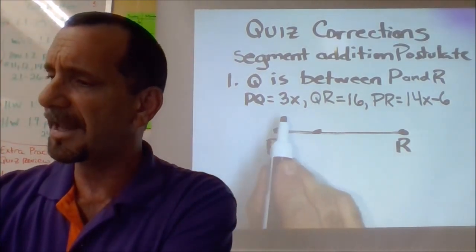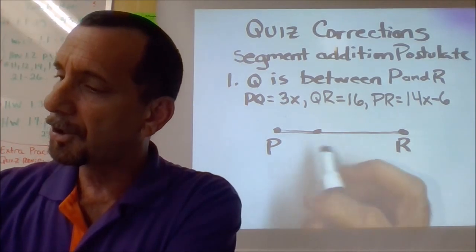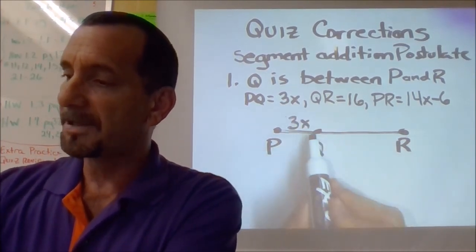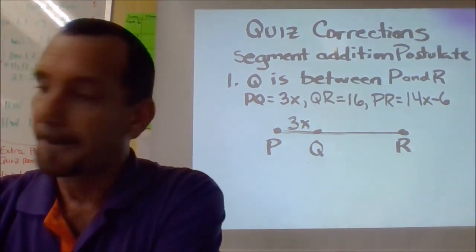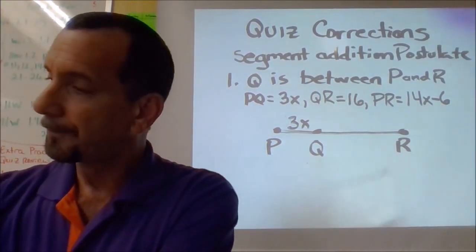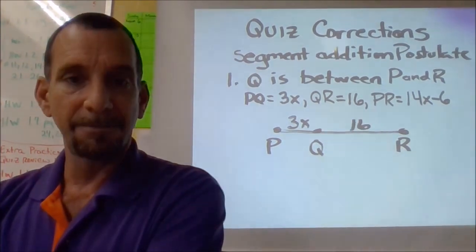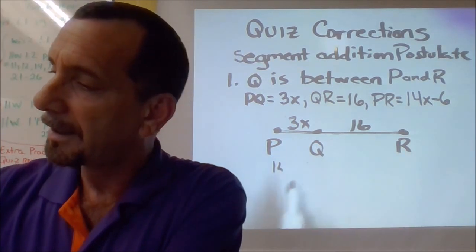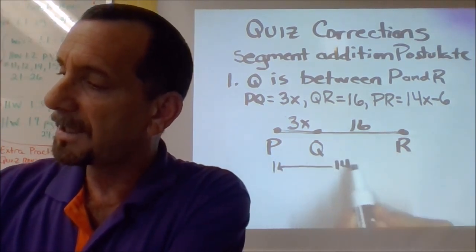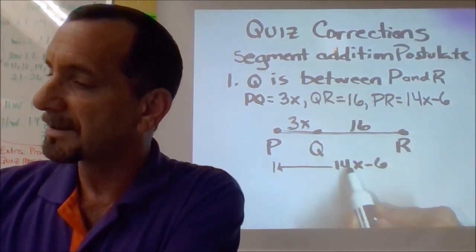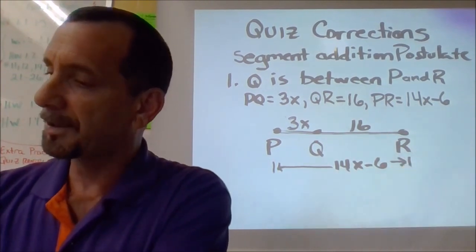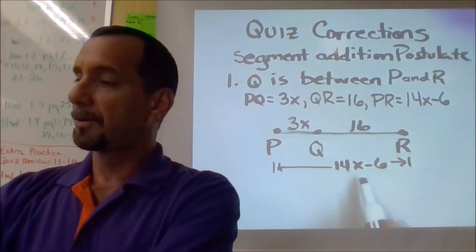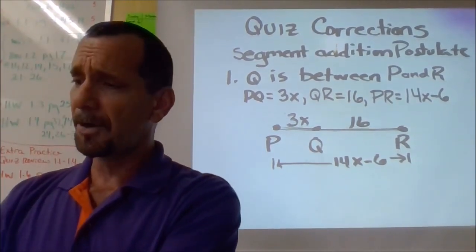Okay, now let's just label. PQ is 3x, represents 3x units. QR is 16, and the entire length of PR is 14x minus 6. And I just put the little bars with the arrows. It's helpful for me.